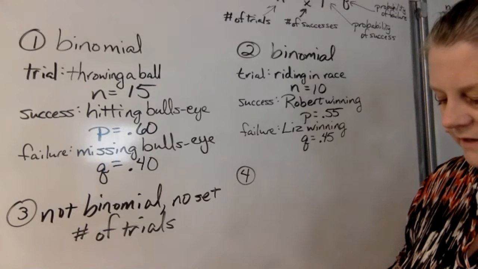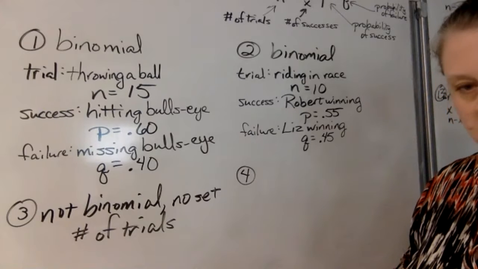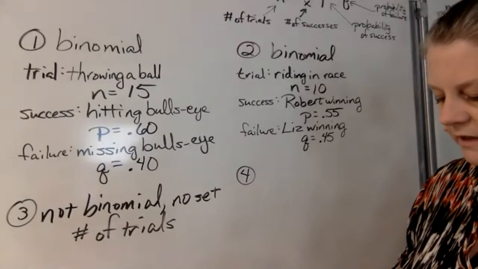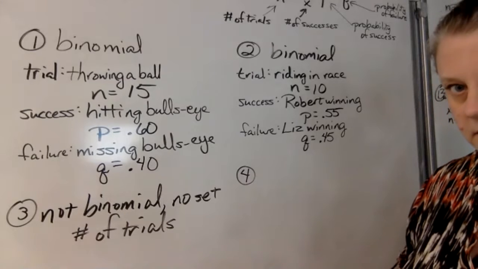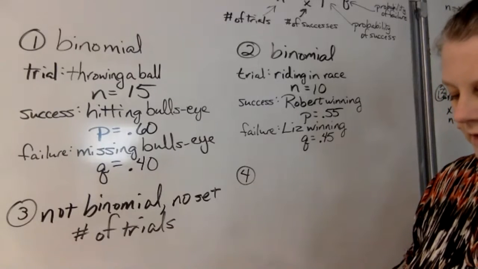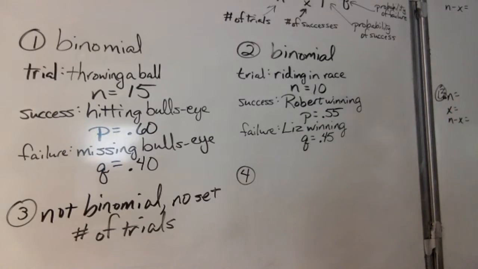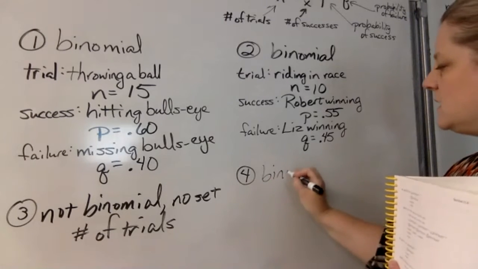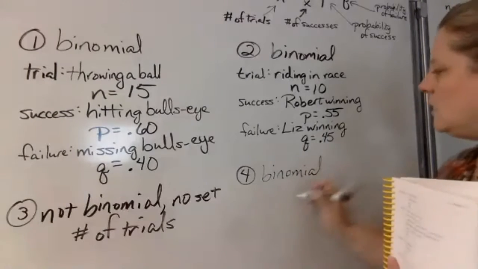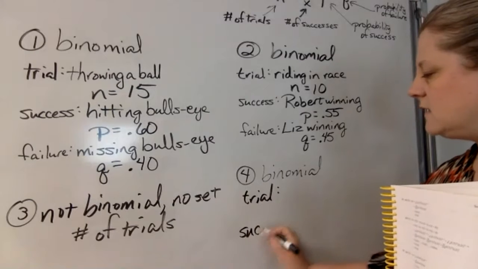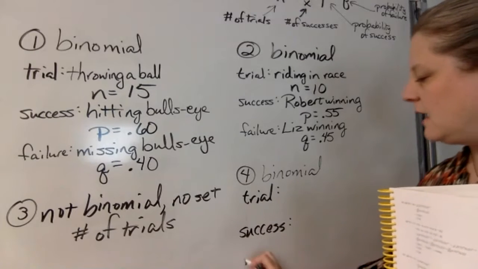Okay. Is there a set number of votes? Yes. Okay. Is there a set percentage of the winning candidate's votes? Yes. Okay, so do we think it's going to meet our criteria to be binomial? Yes. Okay, so number 4 is binomial. So since it's binomial, we have to identify what the actual trial is, the success, and the failure.